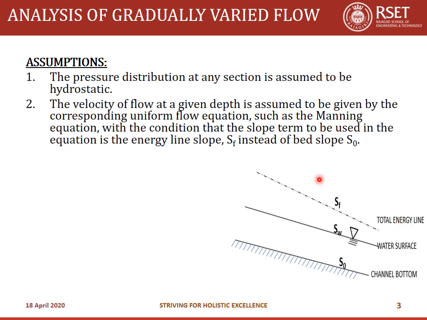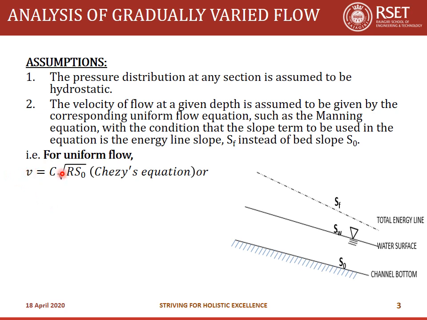So if it was uniform flow, SF is equal to S0 is equal to SW, and the equation would have been Chezy's equation, V equal to C root R S0, or Manning's equation, V equal to 1 by N R raised to 2 by 3 S0 raised to 1 by 2. Now I hope you already remember the terms. V stands for velocity, C is Chezy's constant, capital N is Manning's constant, capital R stands for hydraulic mean depth, which is area divided by wetted perimeter, and here S0 stands for the slope of the channel bottom. This is the equation for uniform flow when the depth of flow does not vary with distance.